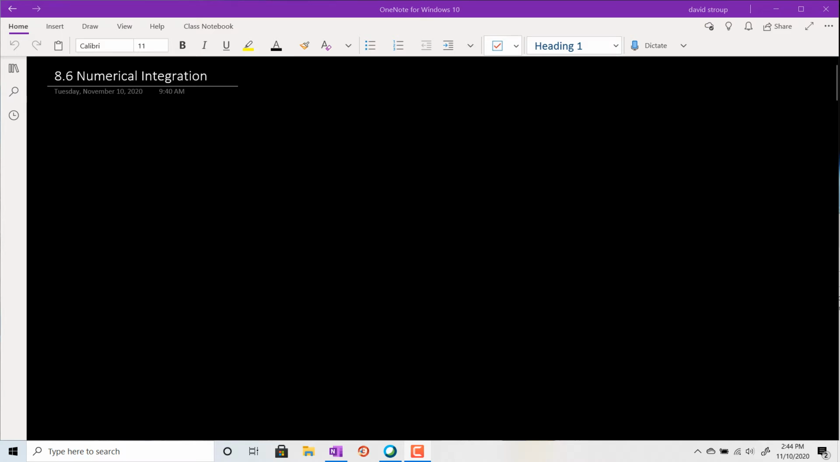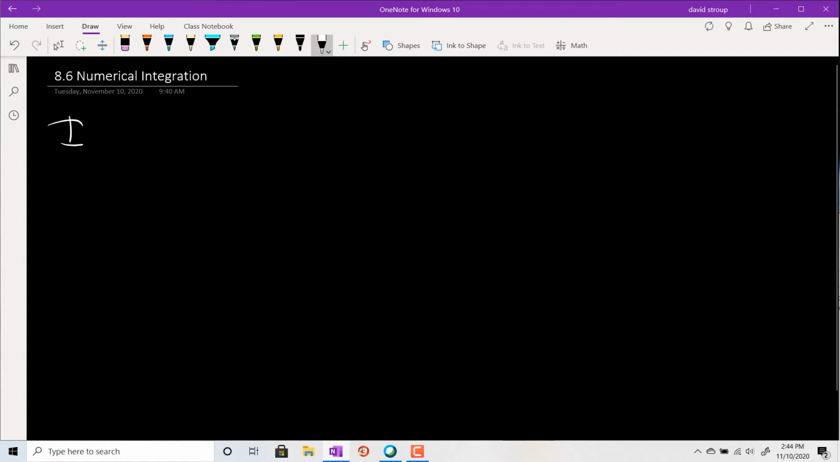Hey, welcome back. This is Calc 1, and today we're looking at numerical integration. So a lot of integrals you're just not going to be able to do, long story short. And the best way to get a handle on them is by using other kinds of objects to approximate the area underneath a curve.